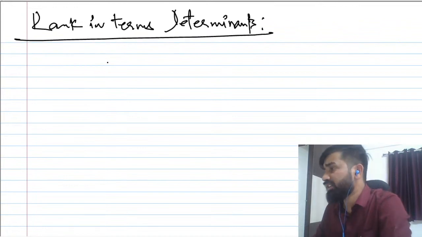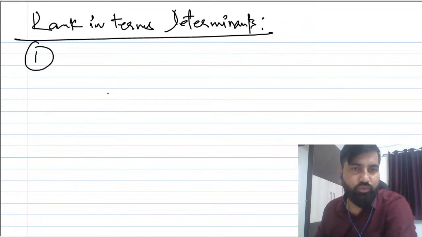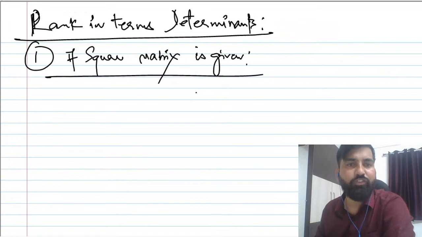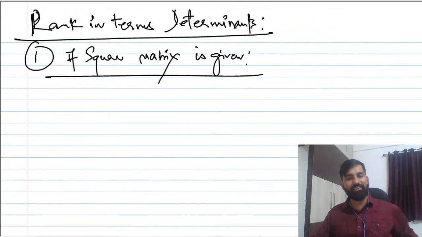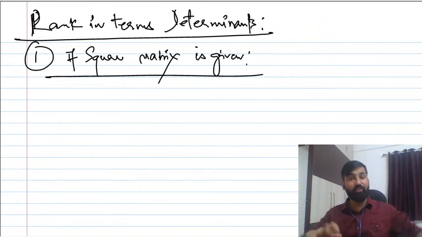A rank in terms of determinant can be found out. First of all, this concept is only valid in the case of a square matrix. So if a square matrix is given, okay, because you cannot find the determinant of a matrix if it is not a square matrix, right? So first of all, if a square matrix is given, then only you try to find the rank in terms of determinant.